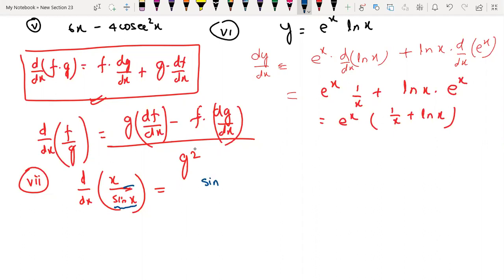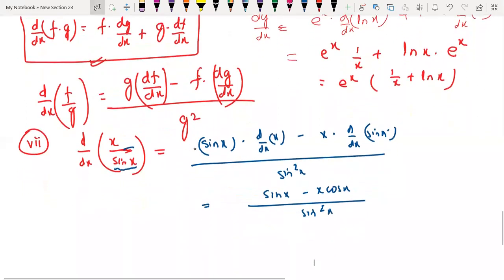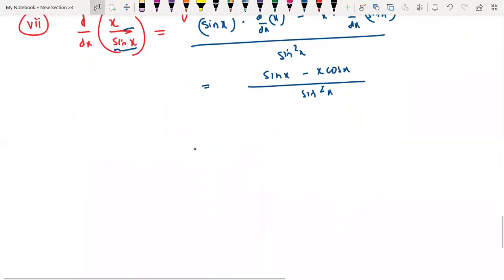So it is sin x into d by dx of x minus x into d by dx of sin x. We have done many such questions, but okay, divided by sin square x. So it will be sin x minus x times cos x divided by sin square x. Okay, so I think one more question was left in this, that is for Shriya.